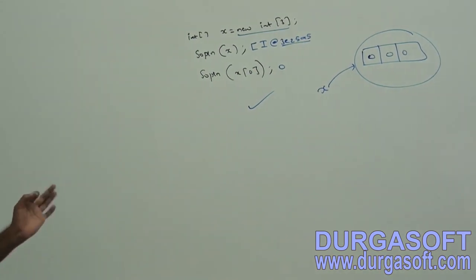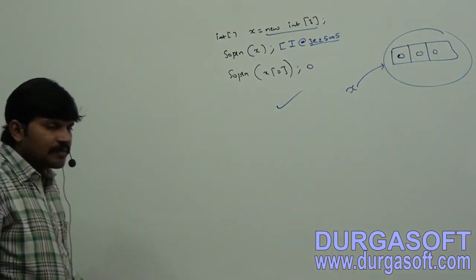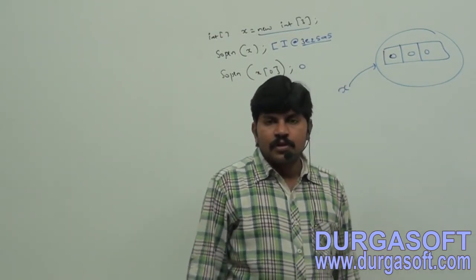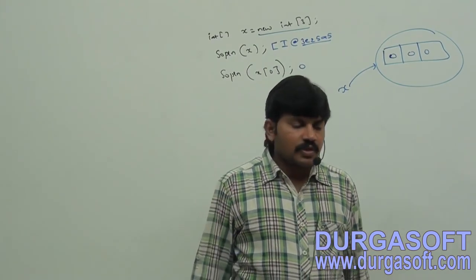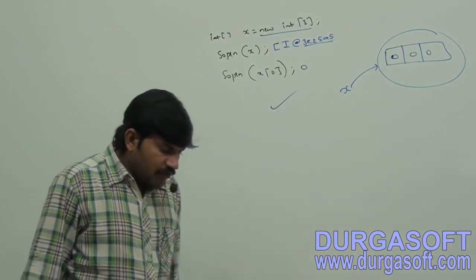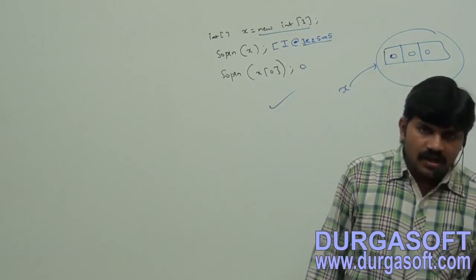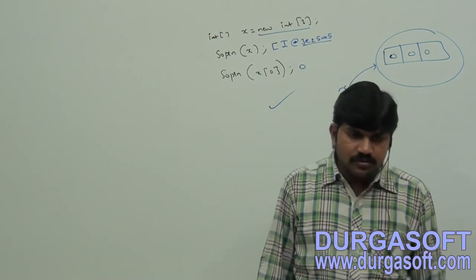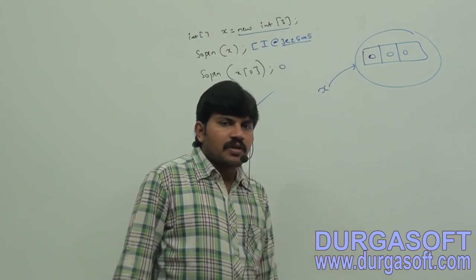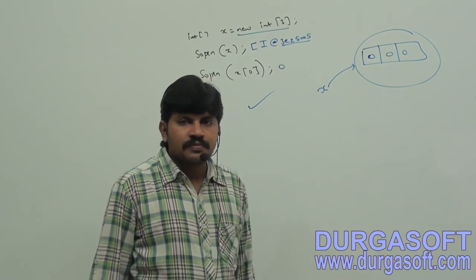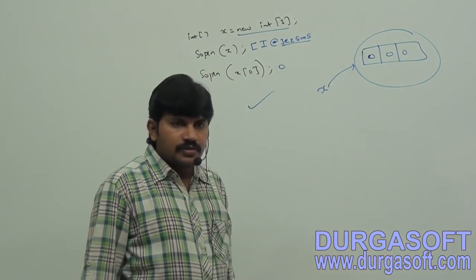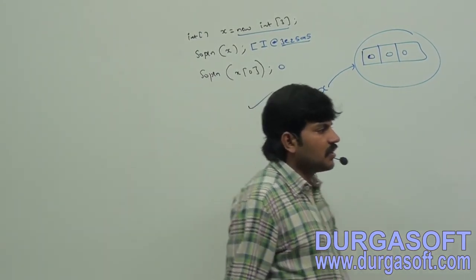Once we create an array, every element is by default initialized with the default values. Every array element is by default initialized with the default values. Okay, simple.